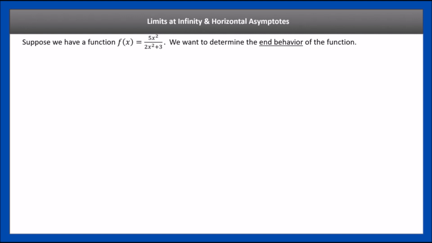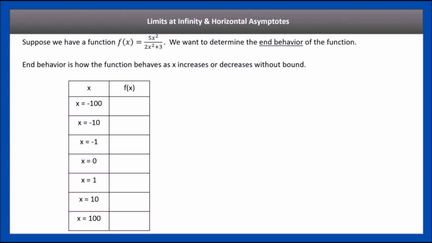Suppose we have a function f of x defined by 5x squared over 2x squared plus 3. We want to determine the end behavior of the function. In other words, how does the function behave as it approaches infinity on the left side as well as the right side? So as it approaches negative infinity as well as positive infinity. End behavior is described as how the function behaves as x increases or decreases without bounds. In other words, infinitely.